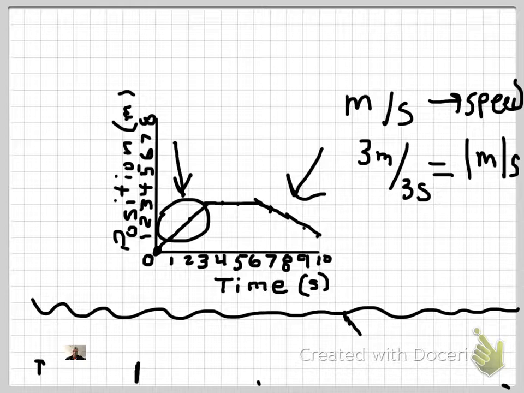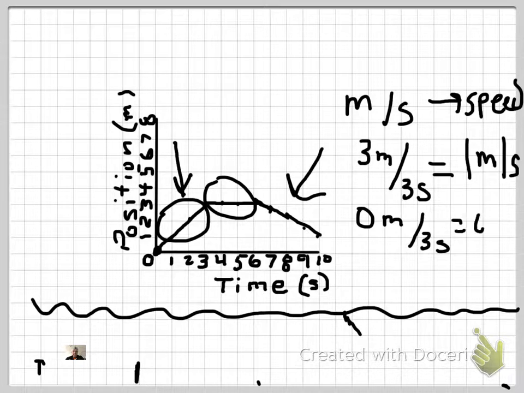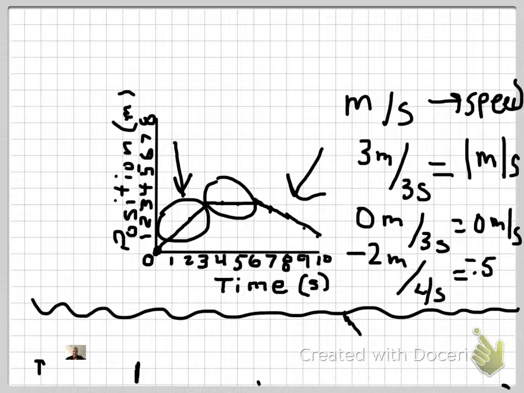Now, in the second part of the graph, this part right here, he covered no ground, so that would be 0 meters in 3 seconds. That would equal 0 meters per second. Now in the last part, in 4 seconds, he covered 2 meters, but he was going in the negative direction, so we'll say that's a negative 2 meters. He took 4 seconds to do that. 2 divided by 4 equals 0.5, but it's going to be a negative 0.5 meters per second.